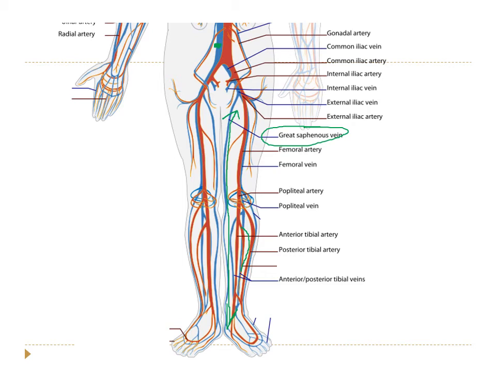The great saphenous vein is often harvested if we need to do a blood vessel graft for somebody. So if somebody's having bypass surgery on their heart, for example, we're actually going to take their saphenous vein and basically turn it into an artery to supply their heart muscle. It's pretty crazy.